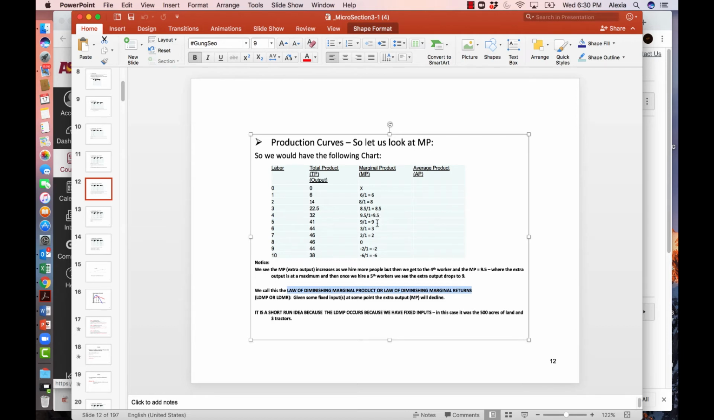So we're not looking for the lowest number, we're looking for the place at which the extra begins to go down. What this is saying is that somewhere along the way, the extra output we get from hiring more people is going to drop at some point. In this case, you could say it's at the 5th worker, or after the 4th worker. Given something is fixed, so we started out with 500 acres of land and the 3 tractors, if you keep adding something to something that's fixed, somewhere along the way, you're not going to get as much out of it.